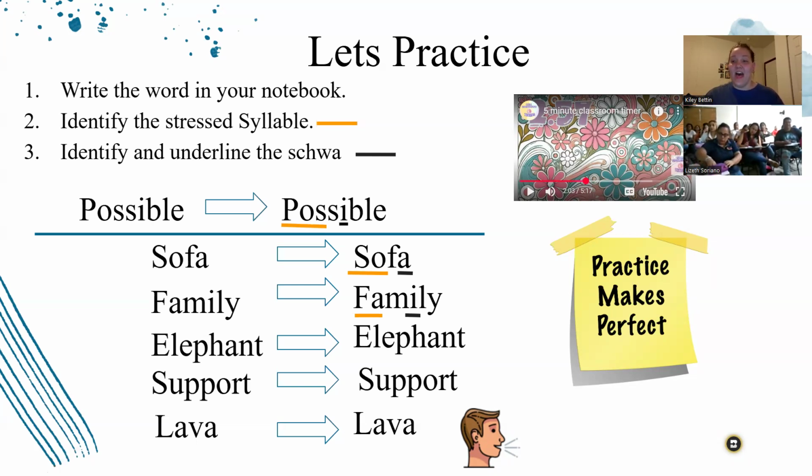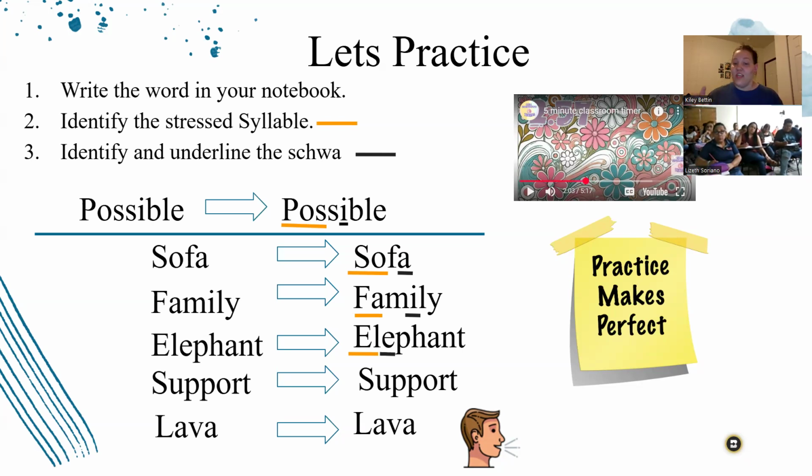So our next word is elephant. Elephant. Do we have any guesses on what our stress syllable is? Okay, so that would be right in the beginning because we say elephant. We right away overpronounce that L in the beginning. And then next, if we know that is our stress, do we have any idea for what our schwa is? So this is going to be our E because in elephant, our E actually isn't making that sound, it's that schwa sound.